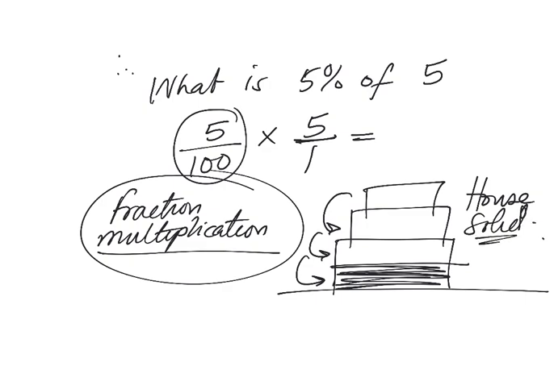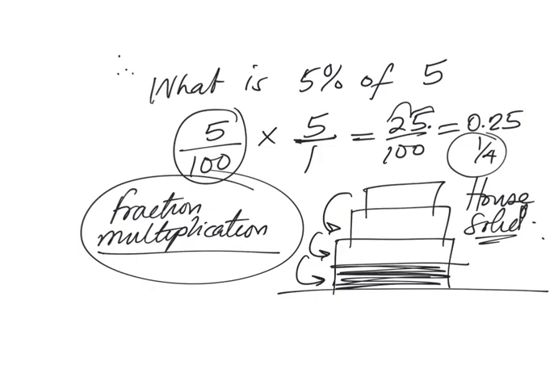Okay, so 5% of 5, we have 5 over 100 times 5 over 1. This is technically 25 over 100. And then you can move the decimal over 2 times, so 0.25. Or if you want to write it as a fraction, it's 1 over 4. Okay, very good.